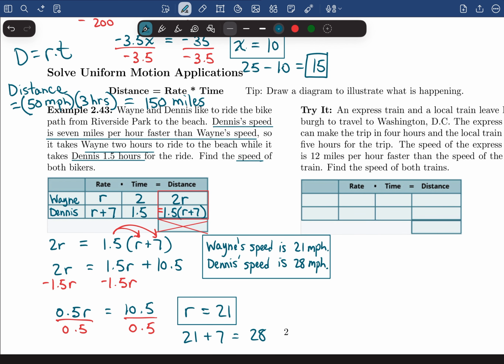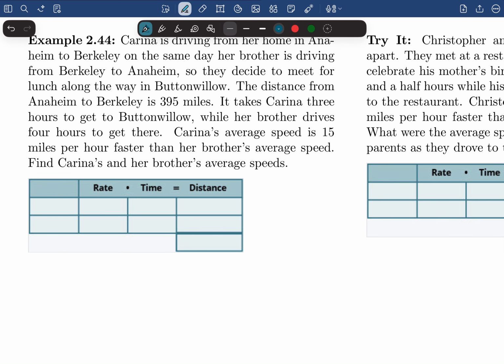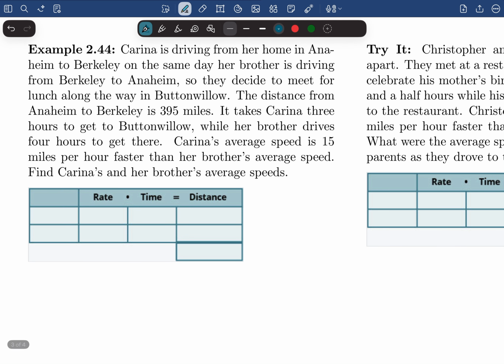All right, so let's move forward with more uniform motion applications. Here's example 2.44. Karina is driving from her home in Anaheim to Berkeley on the same day her brother is driving from Berkeley to Anaheim. So they decide to meet for lunch along the way in Buttonwillow. The distance from Anaheim to Berkeley is 395 miles. It takes Karina 3 hours to get to Buttonwillow, while her brother drives 4 hours to get there. Karina's average speed is 15 miles per hour faster than her brother's average speed. Find Karina's and her brother's average speed.